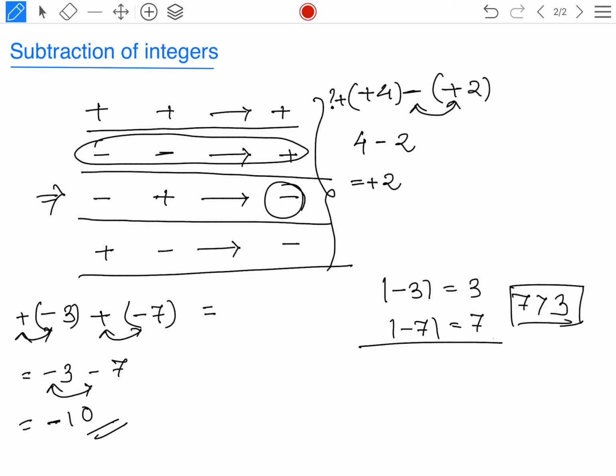So today we have learned about addition and subtraction of integers. In the next class, we'll do some questions from the exercises. Okay, so this much for today. Thank you.